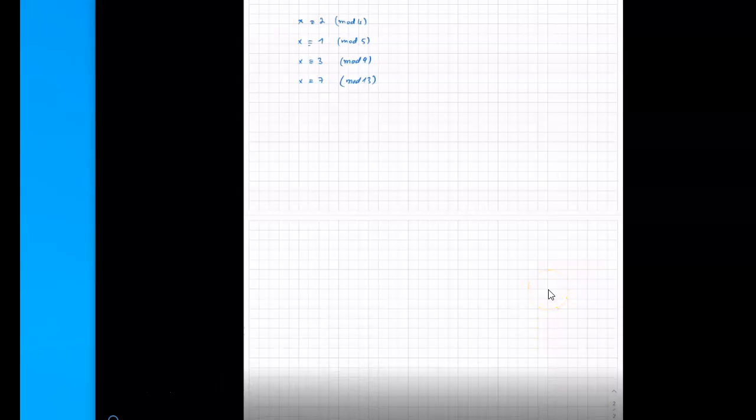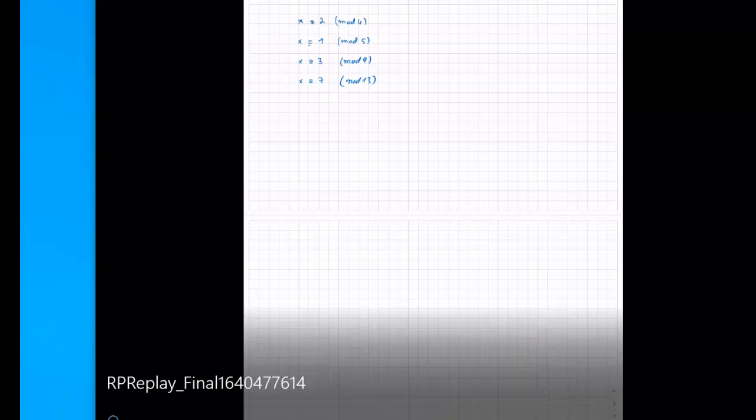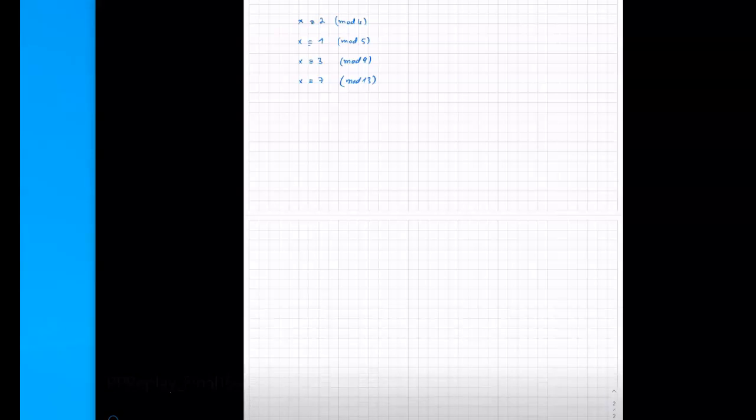So in this video I'm going to explain a little bit about the Chinese Remainder Theorem, and answer some colleagues about the method they are using to solve this equation. So here is an example of four congruence equations.